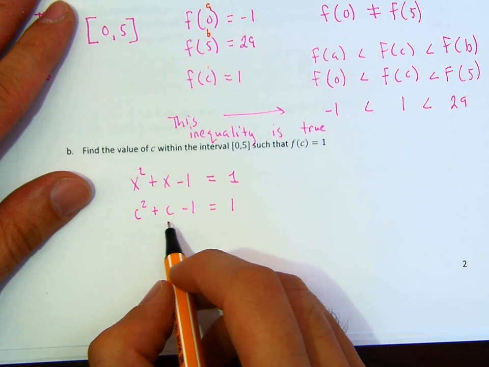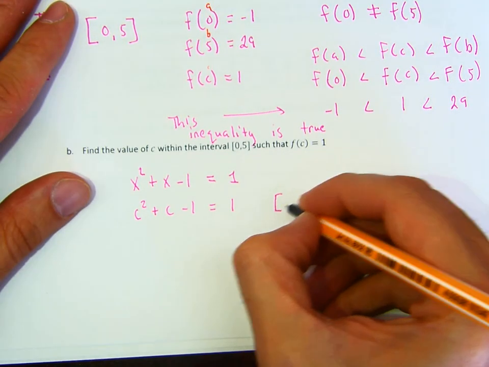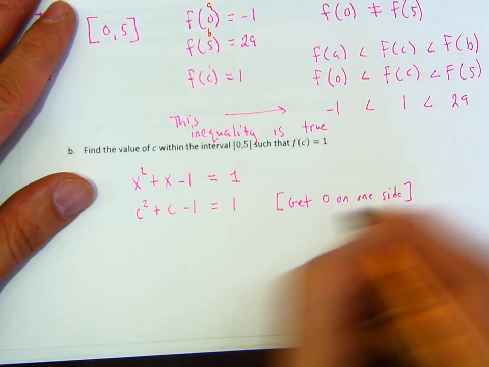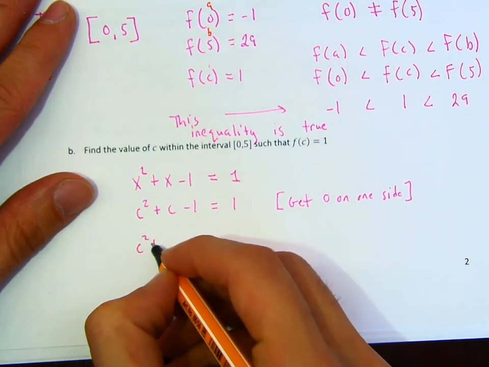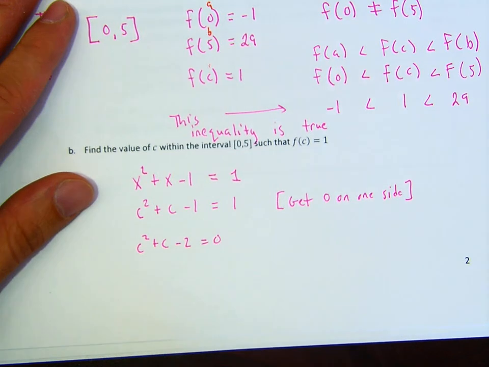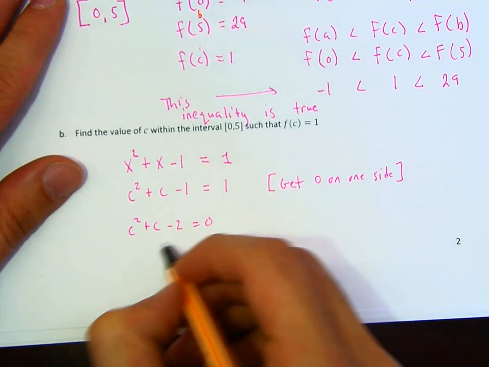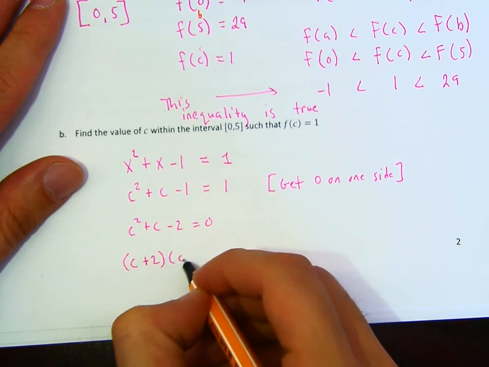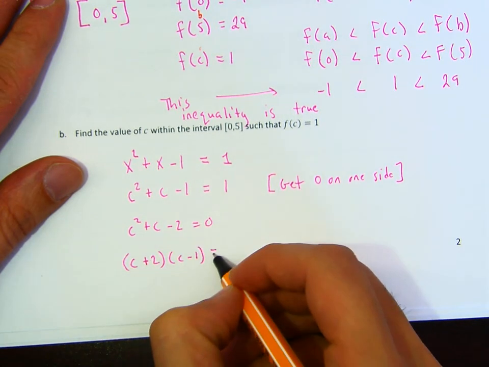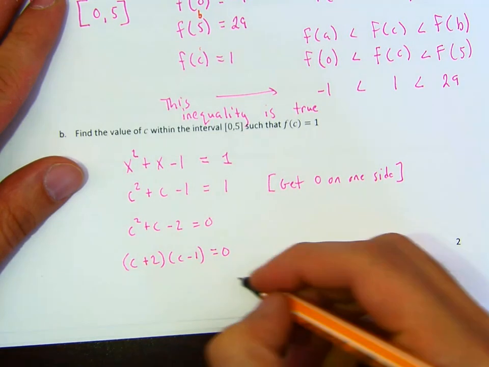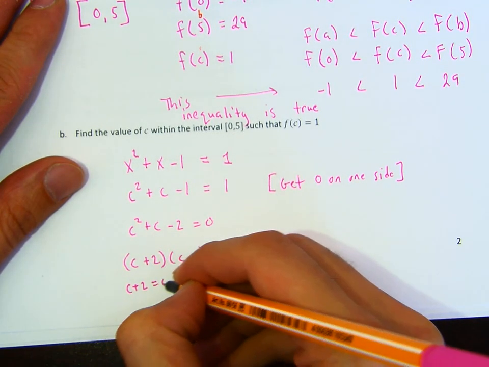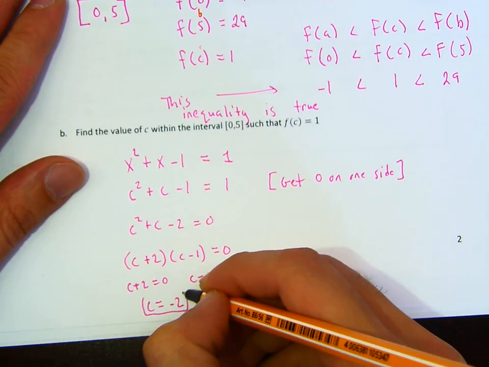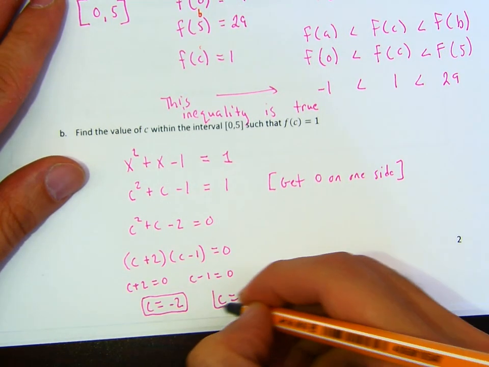So let's see, how do you find c? So the idea is get 0 on one side. Okay, so we're solving for a quadratic. So minus 1, so c squared plus c minus 2 equals 0. Then what do you do over here? You have to factor. So this is c plus 2, c minus 1 equals 0. Okay? And then here you say c plus 2 equals 0, c minus 1 equals 0, c equals negative 2, and c equals 1. Okay?